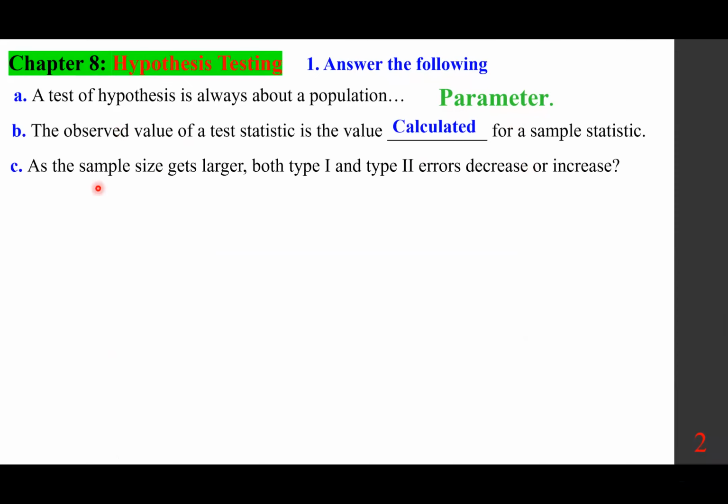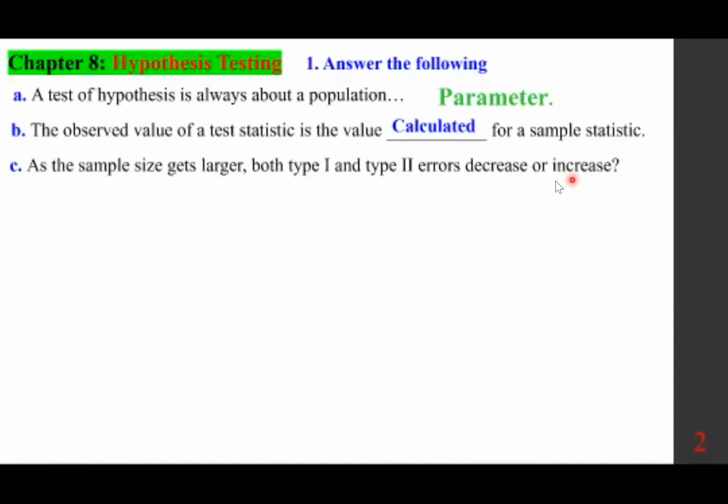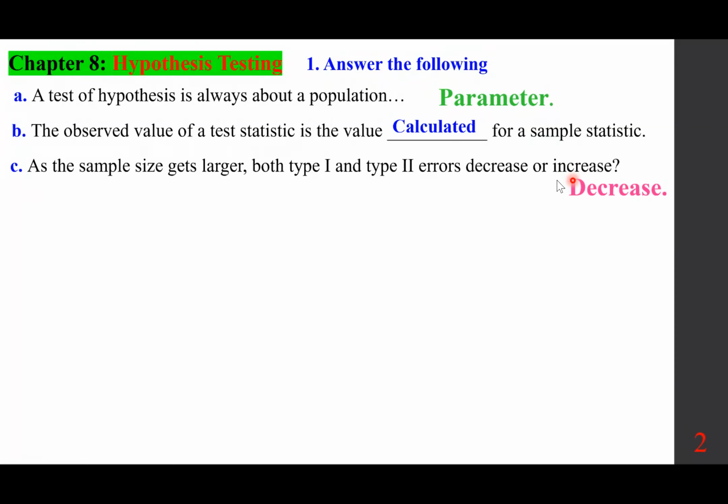As the sample size gets larger, both type 1 and type 2 errors decrease or increase? They always decrease because the best way to reduce error is to pick a larger and larger sample size.